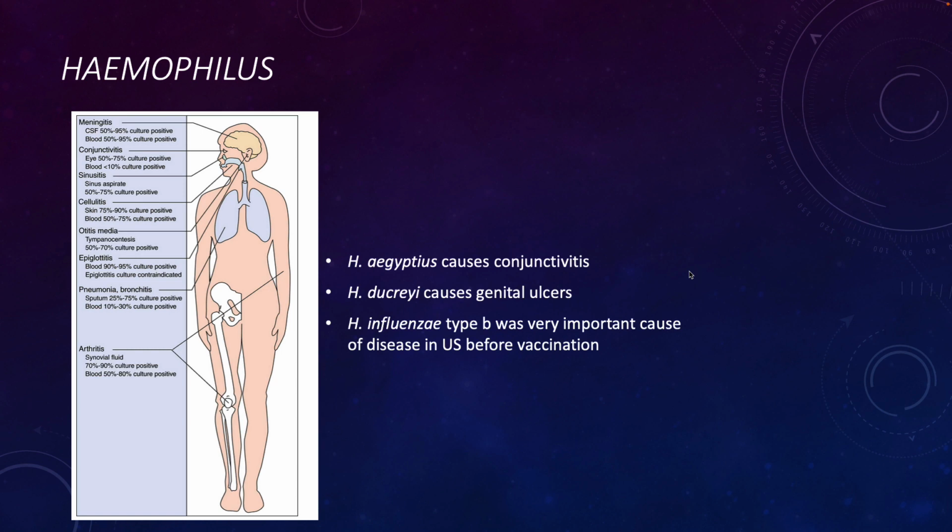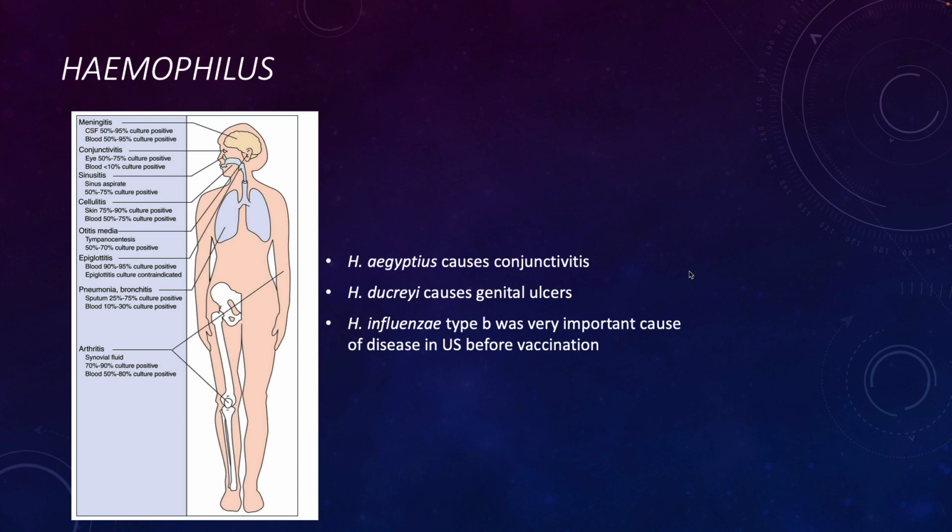Some of the other species are listed here. Aegyptius, which can cause conjunctivitis, like the eye infection, and ducreyi, which can cause genital ulcers. And again, type B was a very important cause of disease in the US prior to vaccination. And then what they're showing you in this image are some of the different manifestations of disease and how often you would get a positive culture result.